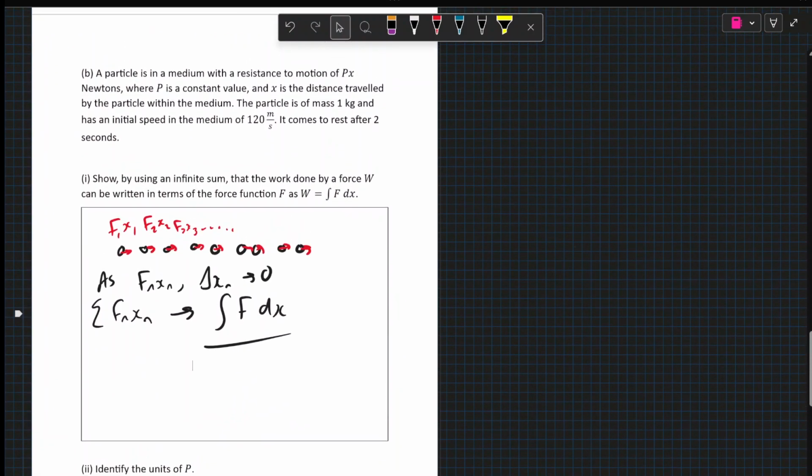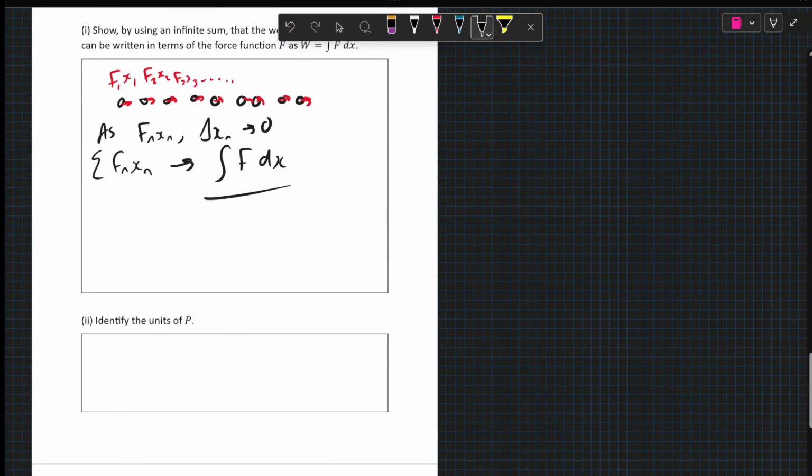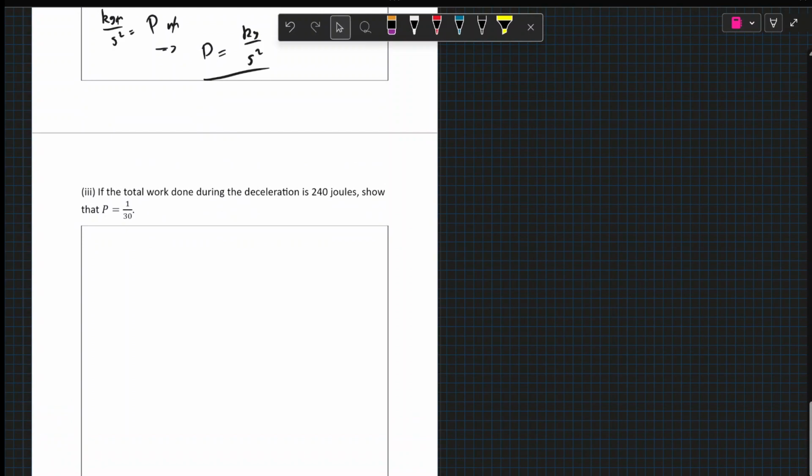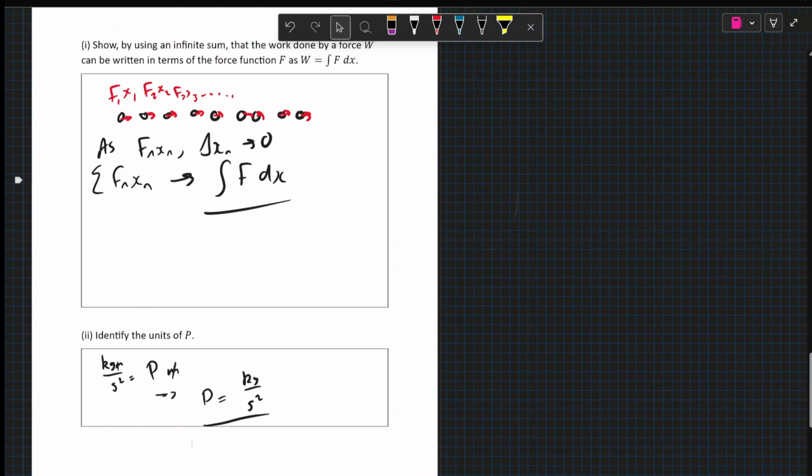Identify the units of P. Well, resistance of motion is a force which is kilogram meters per second squared, equals the units of P times by the distance, which is in meters. So we cancel the meter units. P is kilograms per second squared. Cool. If the total work done during the deceleration is 240 joules, show that P is 1 over 30.